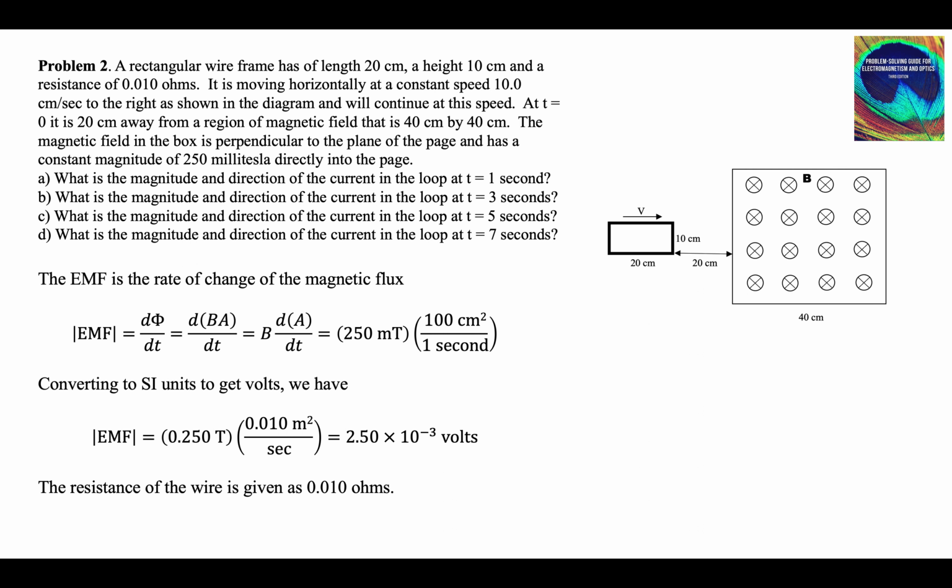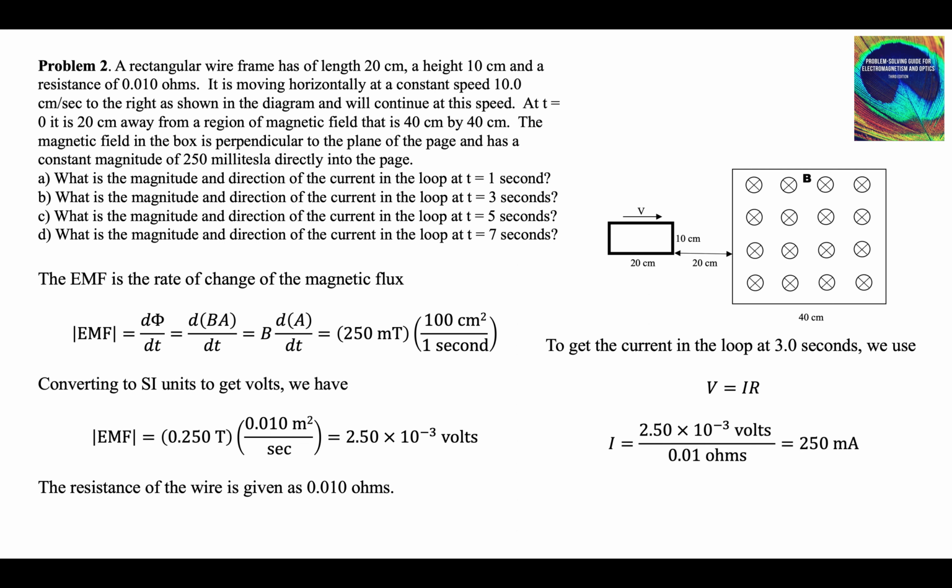The resistance of the wire is 0.01 ohms. That's given, so now we can calculate the current. To get the current in the loop at 3 seconds, we know what the rate of change of the area is. We use V equals IR, the EMF, 2.5 times 10 to the minus 3 volts. We can calculate the current. It's 250 milliamps.